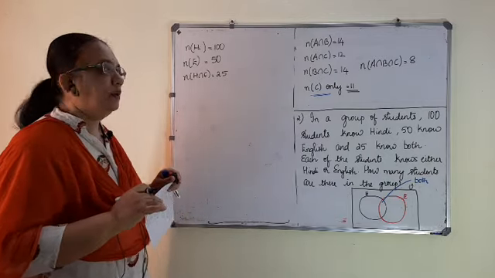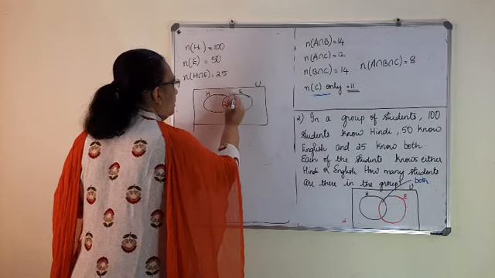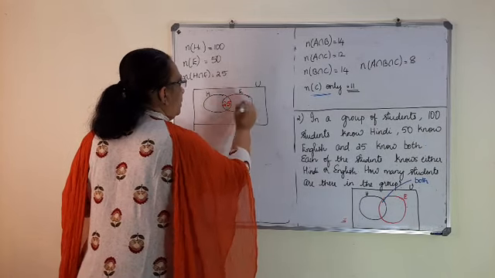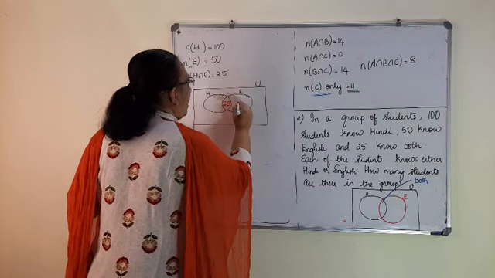Hindi is known by 100, English by 50, and n of H intersection E is equal to 25. So H intersection E, common to both, is equal to 25. English is known by 50. When you consider the set English, 25 is common, so the balance is 25. So English alone is 25, and Hindi and English is 25.